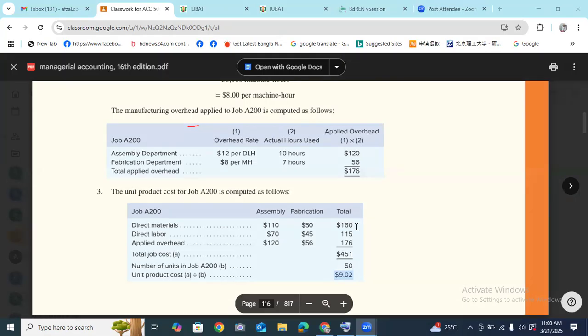This is job order costing. In this way, you can determine unit product cost using job order costing. There is another type of costing which is called process costing. We'll discuss it. But before that, job order costing and activity costing may be included in your midterm. After that, we will discuss other things, master budget, process costing, maybe.